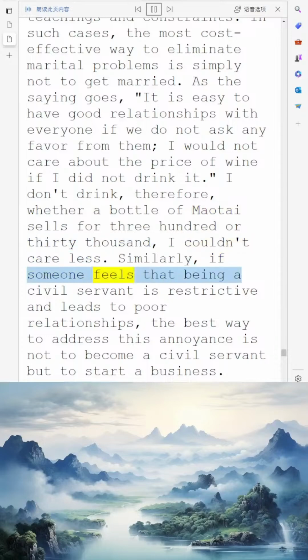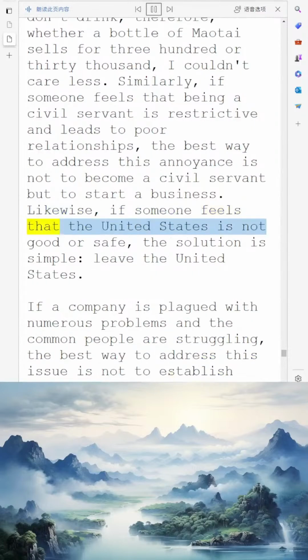Similarly, if someone feels that being a civil servant is restrictive and leads to poor relationships, the best way to address this annoyance is not to become a civil servant but to start a business. Likewise, if someone feels that the United States is not good or safe, the solution is simple. Leave the United States.